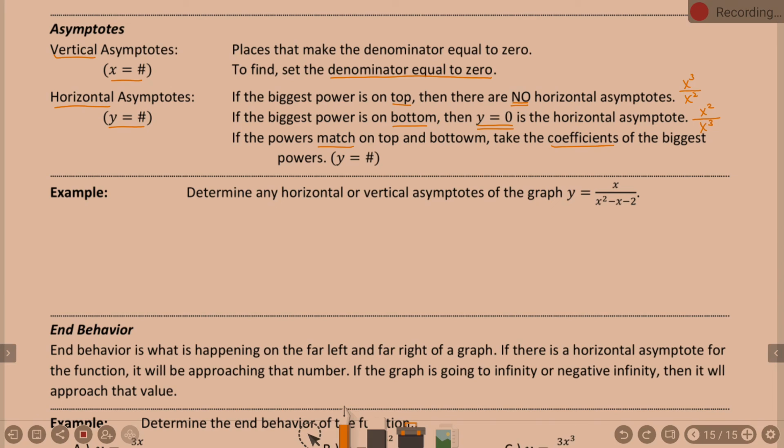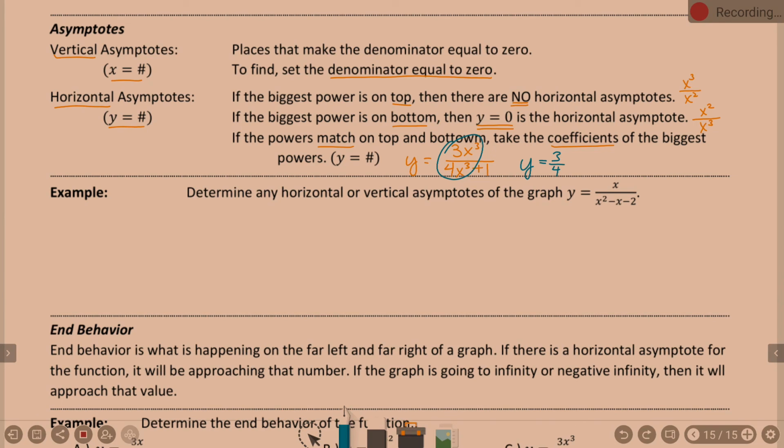You use that. So my example here, y equals 3x cubed over 4x cubed plus 1. What are my biggest powers? Well, they are both x cubed, yes? Since my biggest powers are both x cubed, what are the coefficients of those terms? 3 and 4. So what's my horizontal asymptote going to be? Y equals 3/4.